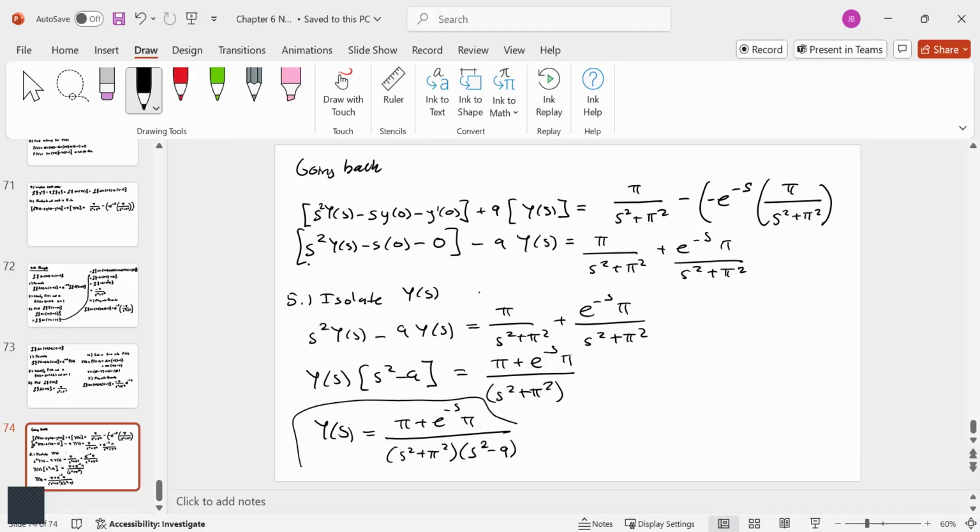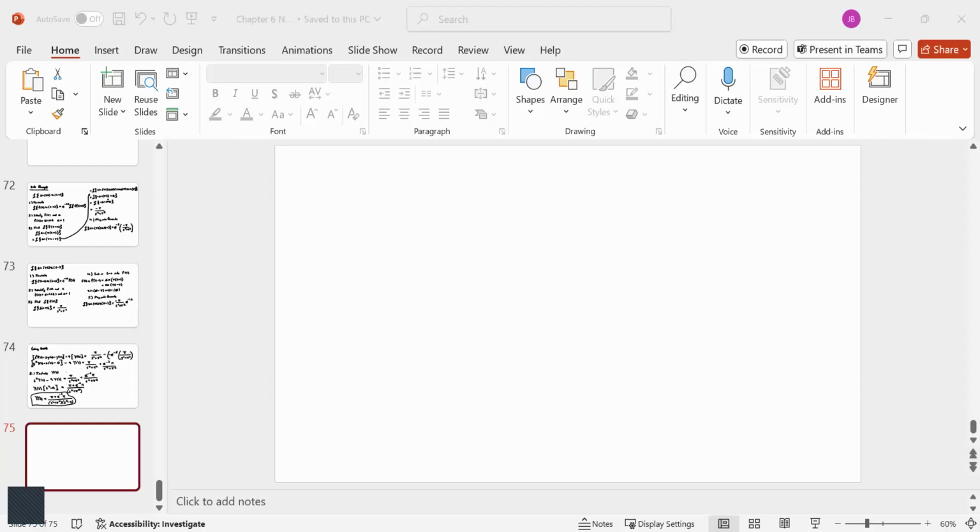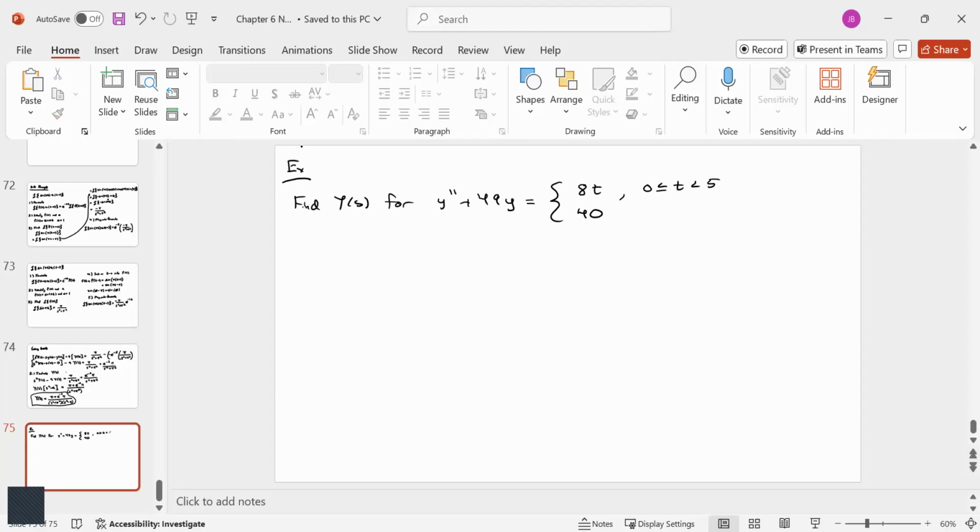And that is Y of s. So one more example of finding Y of s. Find Y of s for y double prime plus 49y equal to 8t for t less than 5, and 40 for t greater than or equal to 5, with zero initial conditions.